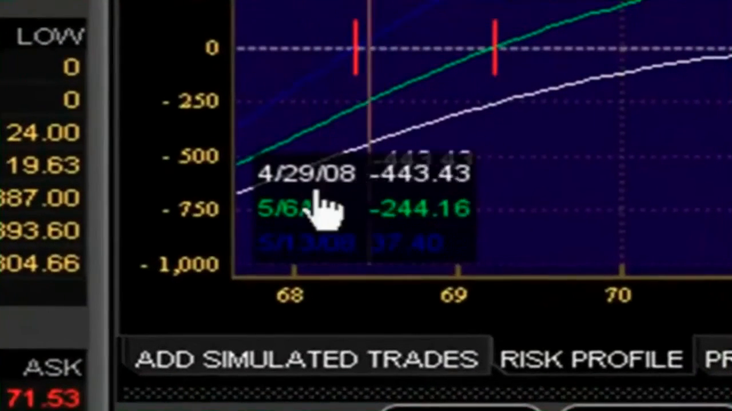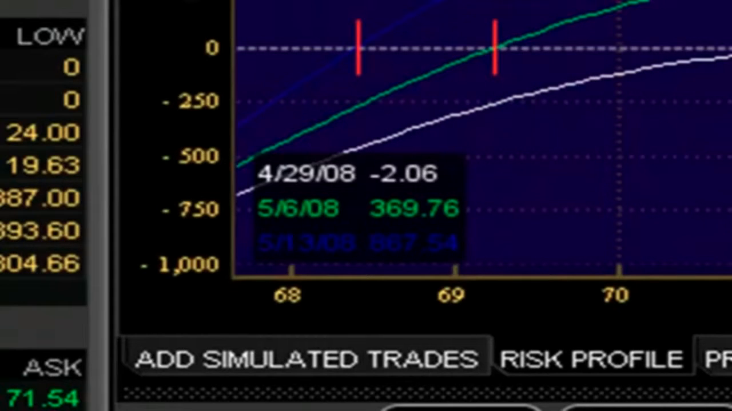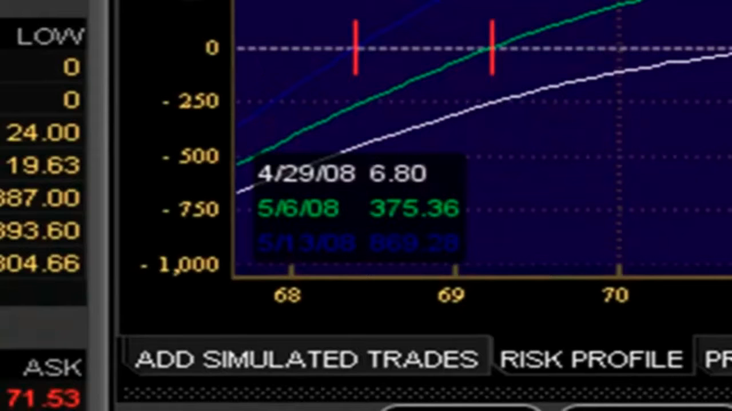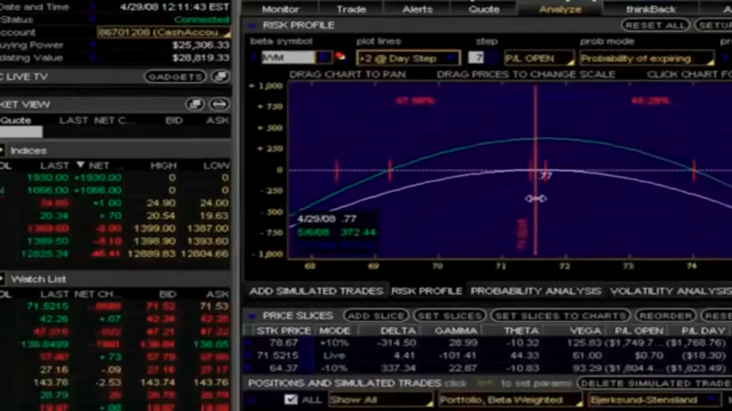If we take a look down here in the left-hand corner again, you can see that as of May 6th, we're going to be up $369. You can tell exactly what your business is going to make over the next week and a half. And then on May 13th, we're going to be up almost $870. That's how you manage the business by the numbers. You know in the future what you're going to be making based on the type of portfolio and the management of the portfolio that you're doing today.